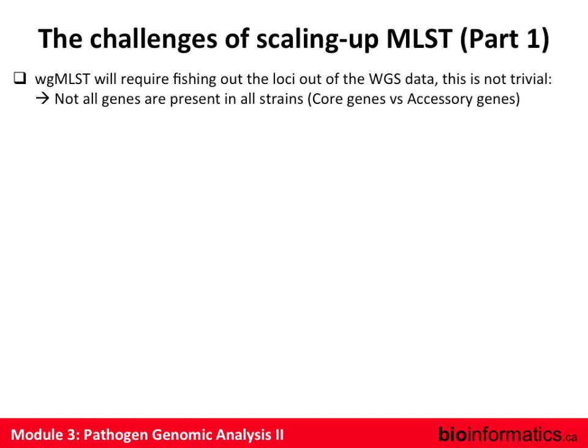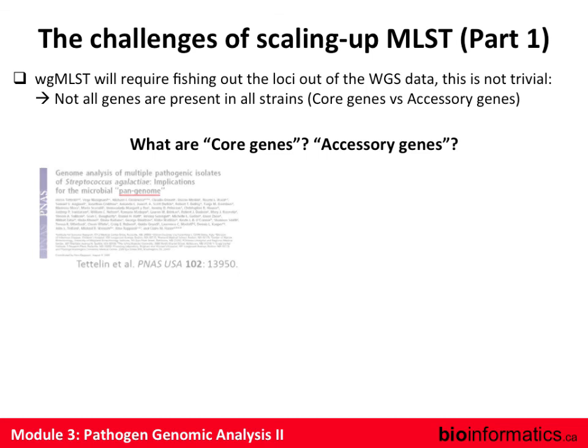The first one is a big one here: when we talk about the bacterial genome, strains can differ a lot in terms of their gene content. You compare two strains of E. coli, and they may have 20% of the genome that is not shared between the two strains. So we have this concept of the pangenome, the core genome, and the accessory genome.